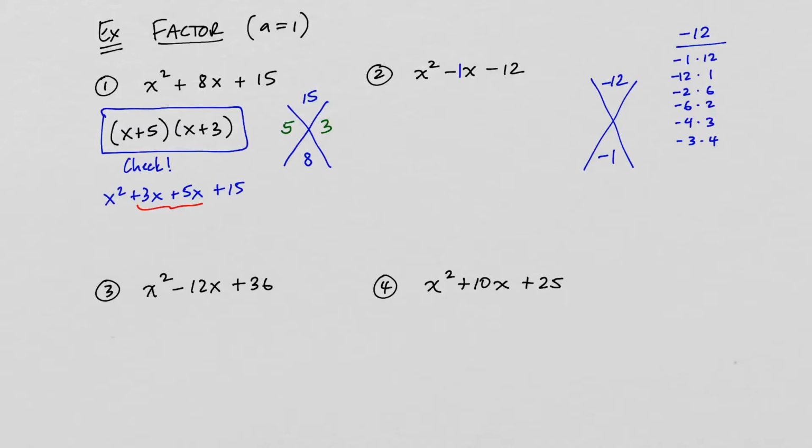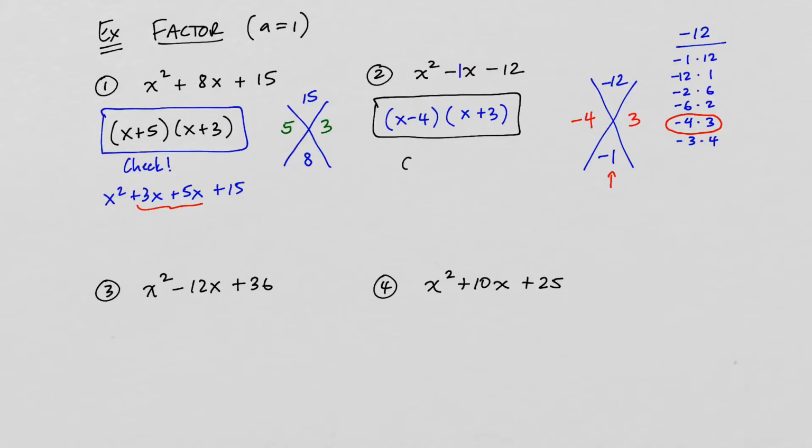But out of all of these options, the one whose sum of the factors equals the middle number, which is negative 1, would be the factors negative 4 and positive 3. And so that means when we factor this, we're going to get x plus negative 4, which is x minus 4, and x plus 3, which is x plus 3. And again, you can check.